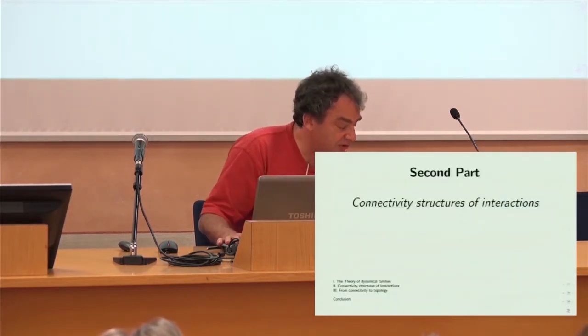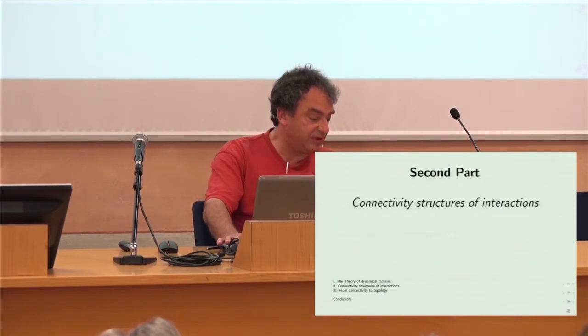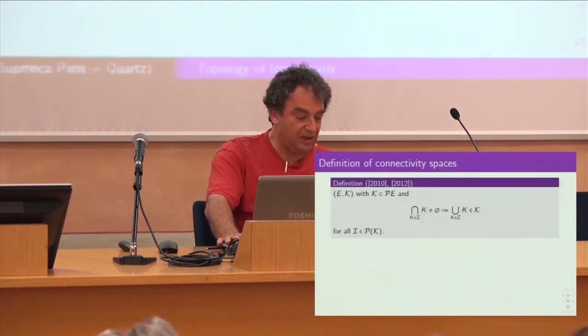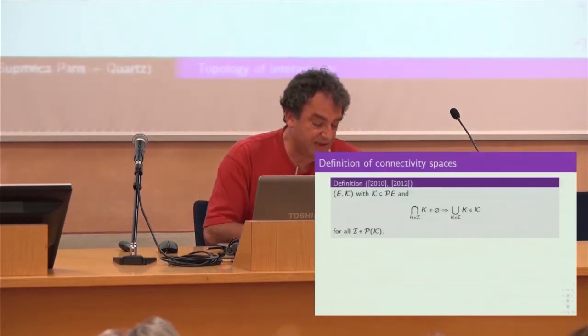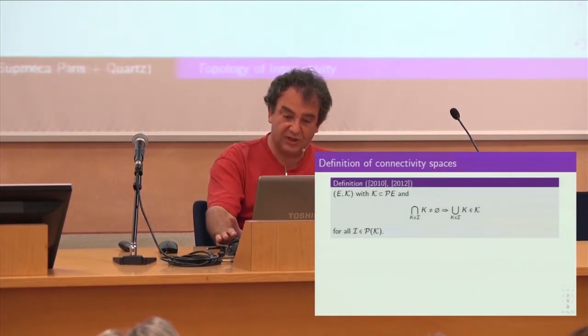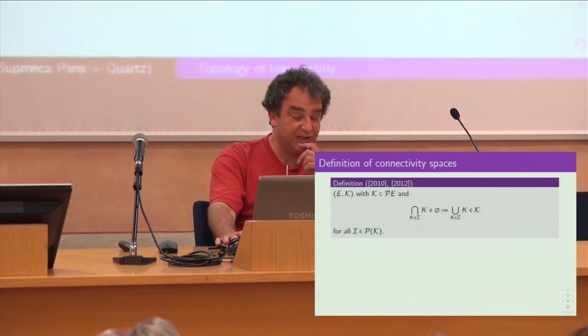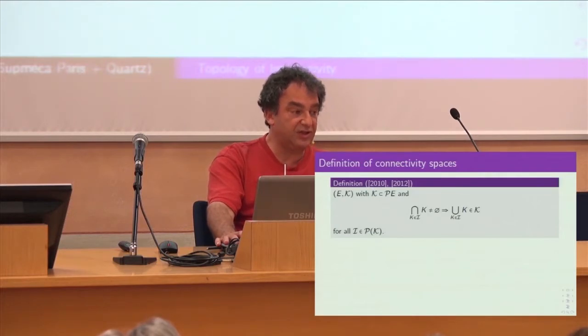Okay, now let's talk about connectivity spaces, and in particular connectivity structures of interactions. Let's recall that a connectivity space is given by a set of points endowed with a set of parts that we say to be connected, with the only axiom that if some connected subsets have a common point, then their union is again connected.